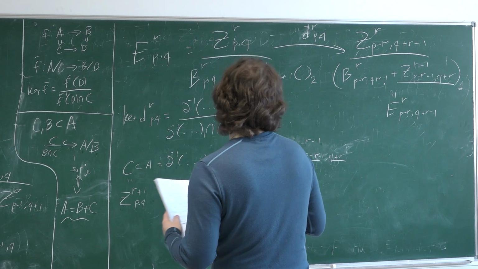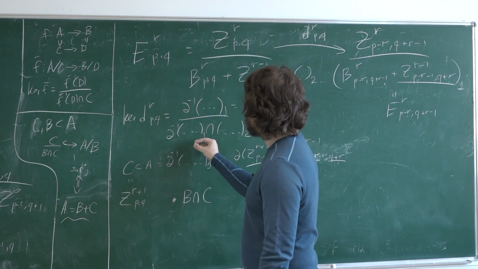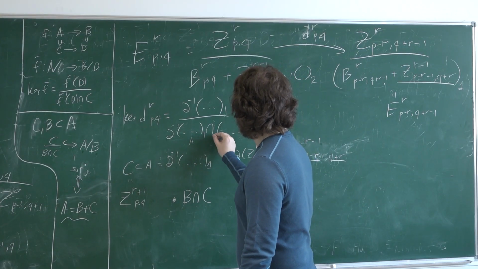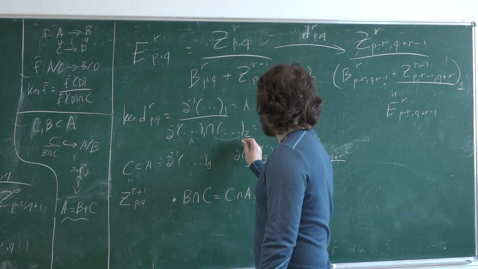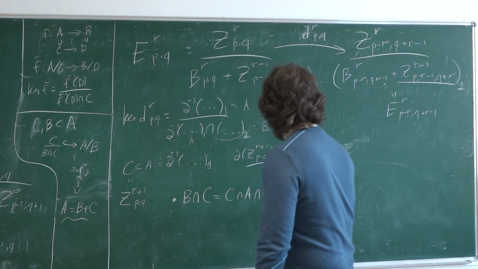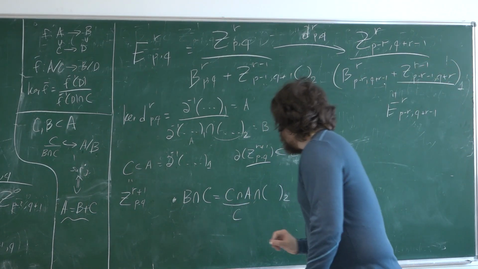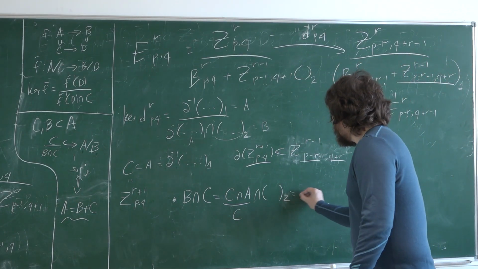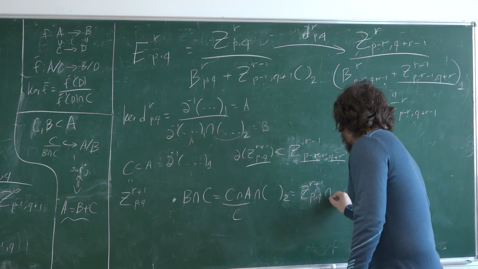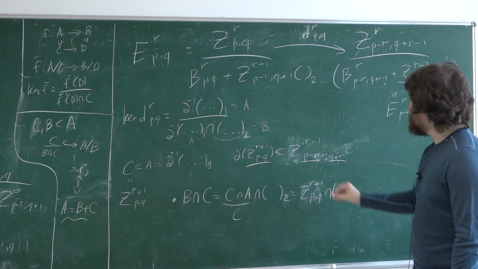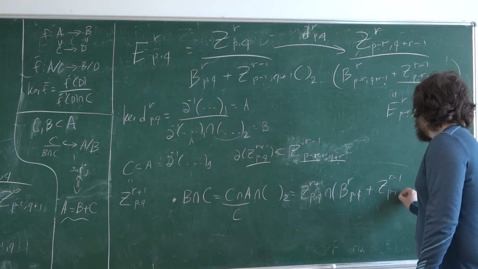I already saw that C lies in A. So this is A intersect with something else, so this is C intersect A intersect with this second bracket. But this is also C, because C lies in A. So it's just the intersection with C. So it's just Z_{R+1} intersect with this bracket: B_{R}^{P,Q} plus Z_{R-1}^{P-1,Q+1}.